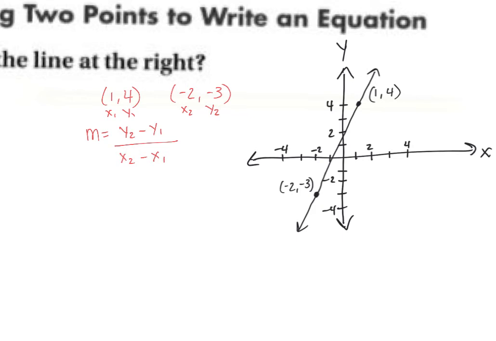So we're just finding the slope of this line, okay? You could also calculate it just by finding the rise over the run, and we'll see how they're the same. y2, which is -3, minus y1, which is 4, over x2, which is -2, minus x1, which is 1. So this is going to be -7 over -3, which is the same as 7 over 3.